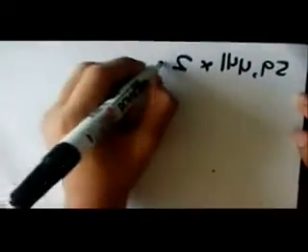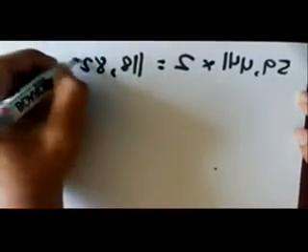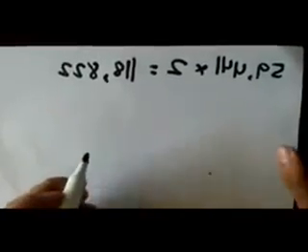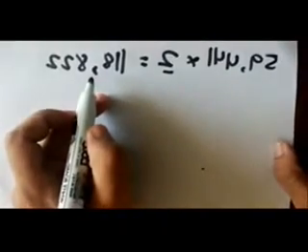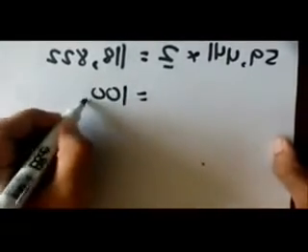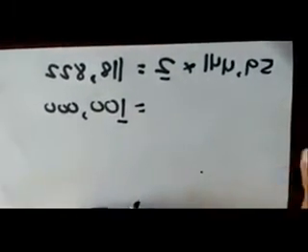Another example is 59,441 times 2. The answer is 118,822. However, the number with the least significant figures is 2, which has only one significant figure. So 118,822 when rounded off to one significant figure will be 100,000. 100,000 has only one significant figure.